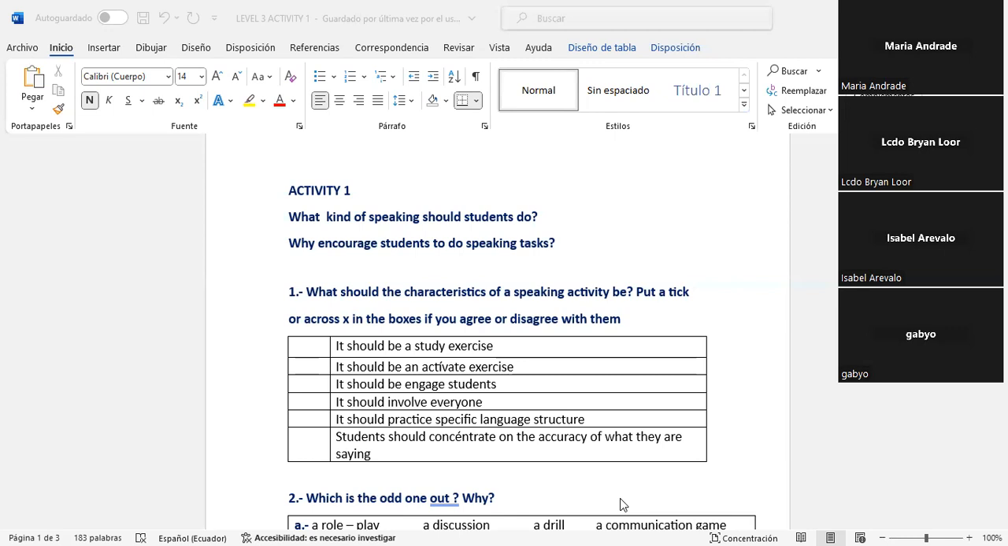Maria, what kind of speaking should a student do? I agree with what Brian said because what I wrote is that they should speak freely, showing their knowledge about the language involving grammar, vocabulary, and things like that. Exercises in which they can produce something in real life. This means that they will be able to use words and phrases fluently. The more they speak, the more they practice, the better they become. Okay.